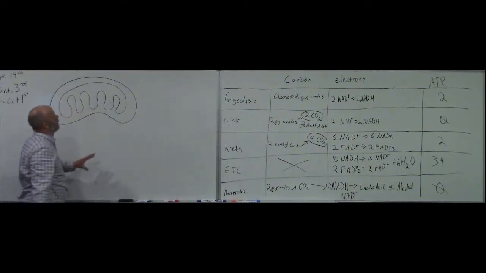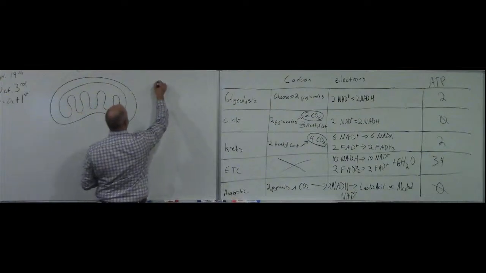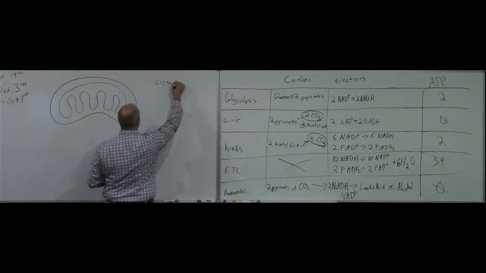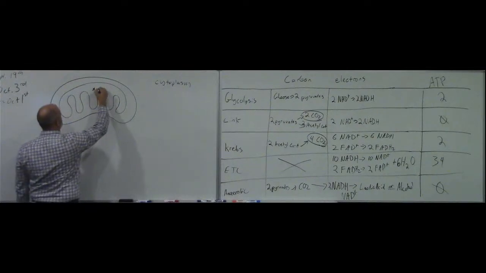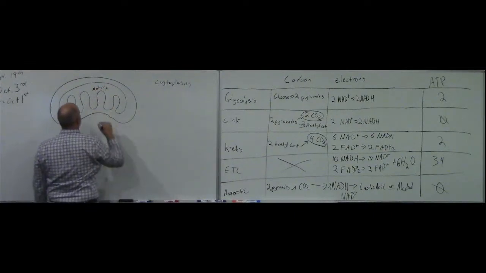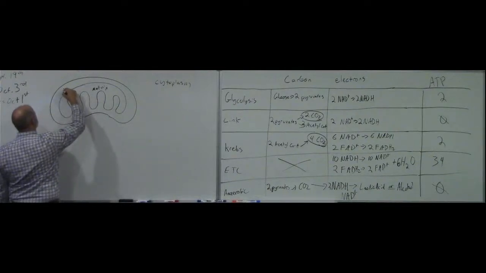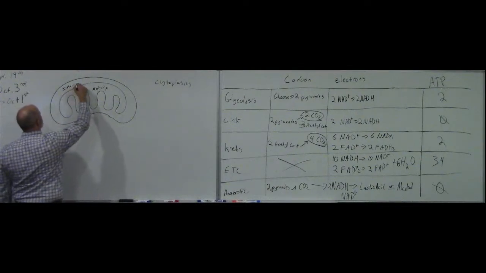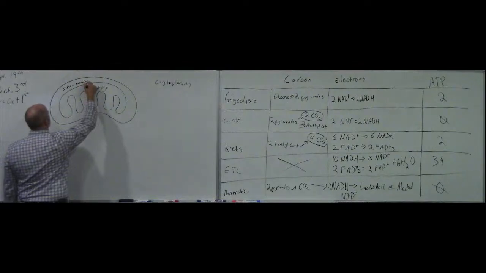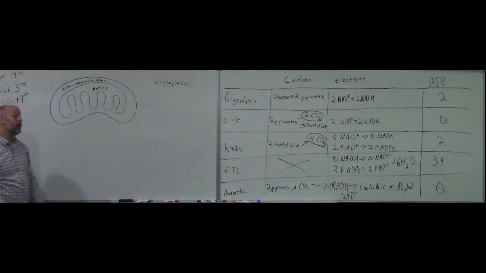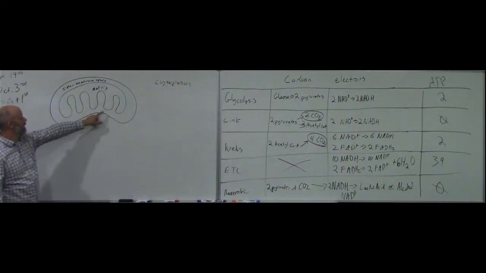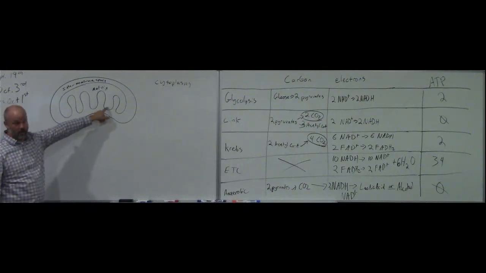Okay. Up here is cytoplasm. In here is what we call the matrix. This is what they're calling the intermembrane space, meaning between. The mitochondria is a membrane-bound organelle. It's actually a double membrane-bound organelle. I've got a membrane here, and I've got a membrane here.